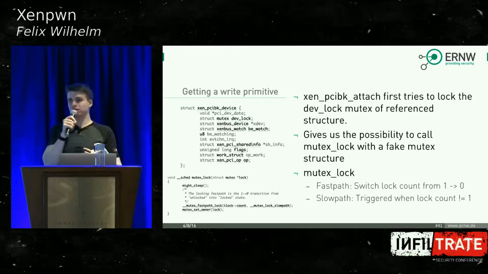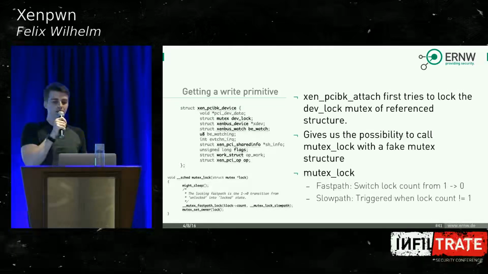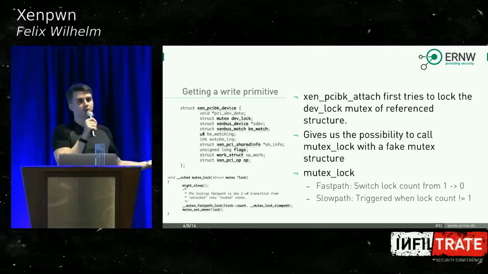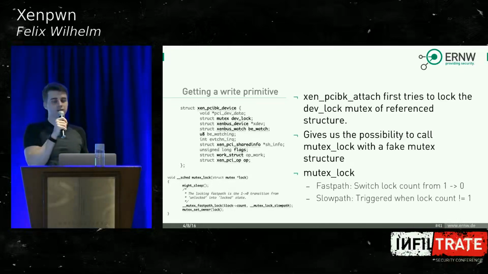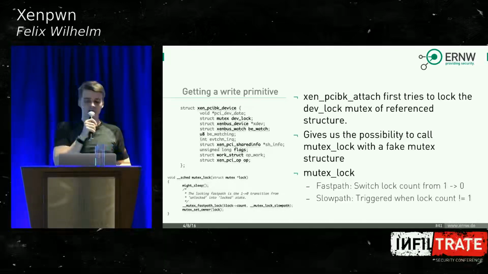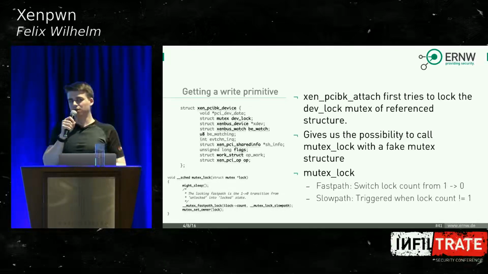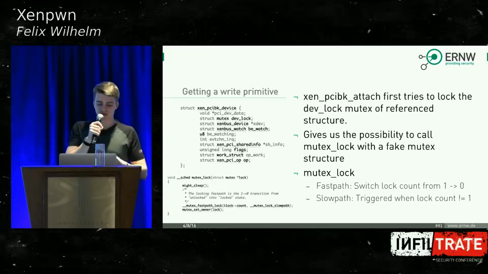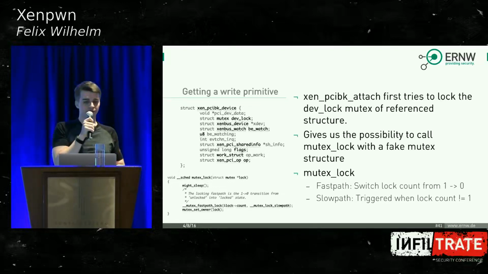But it turns out mutex lock actually does a lot of stuff. It has a fast path: if the lock count is simply 1, it will flip to 0 and then execution continues. But if the lock count is unequal to 1, then the slow path is triggered. And the slow path does a lot more stuff that we can use to get a write primitive.